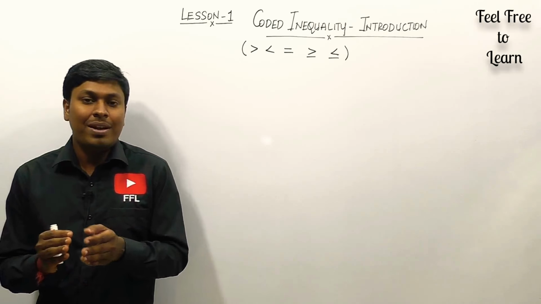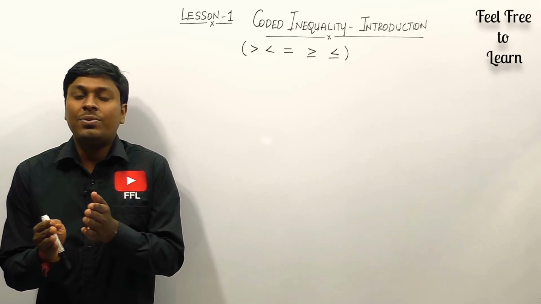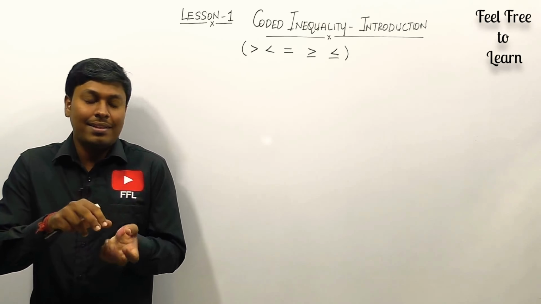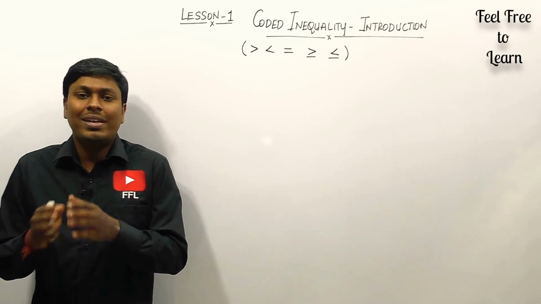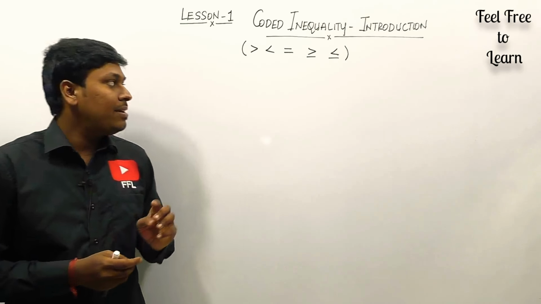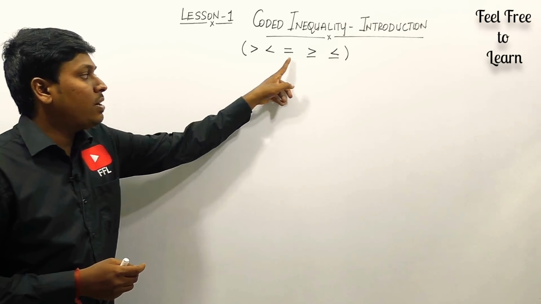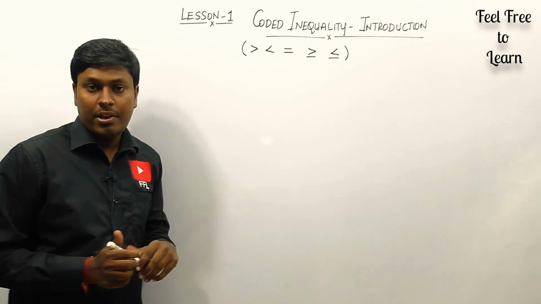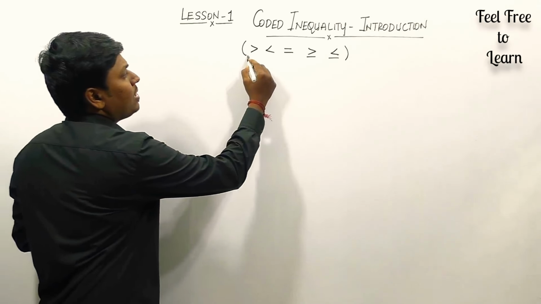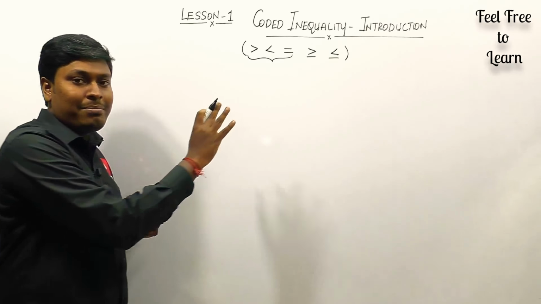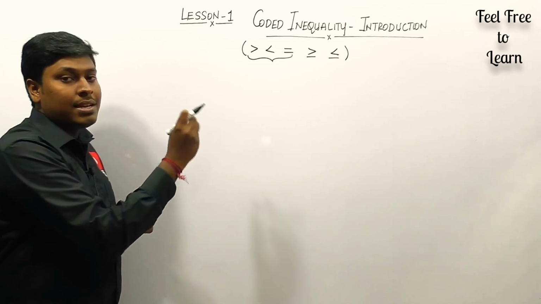Coded inequality is so simple. We only need to compare both the elements, whether it is greater than, less than, or equal to. So it completely deals with only 5 symbols: greater than, less than, equal to, greater than or equal to, and less than or equal to. But most commonly they use only 3 major symbols: greater than, less than, and equal to.